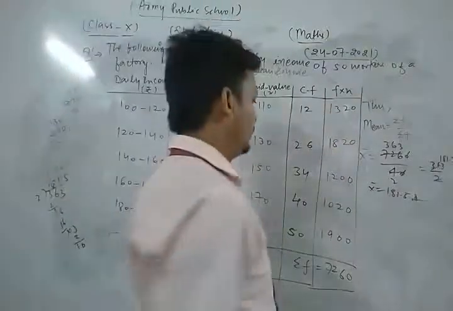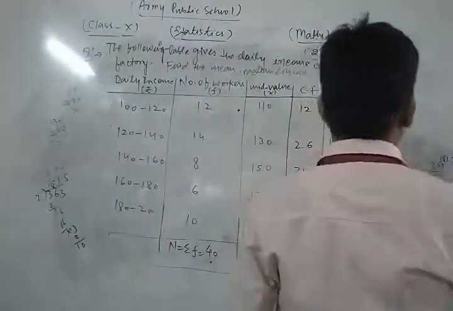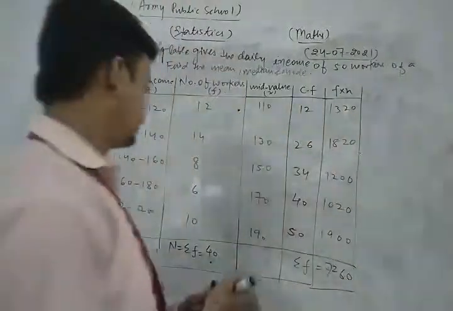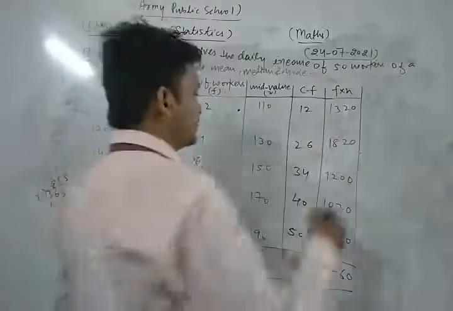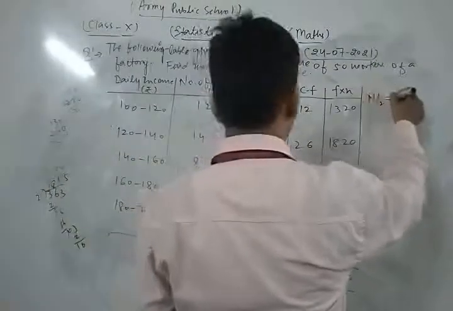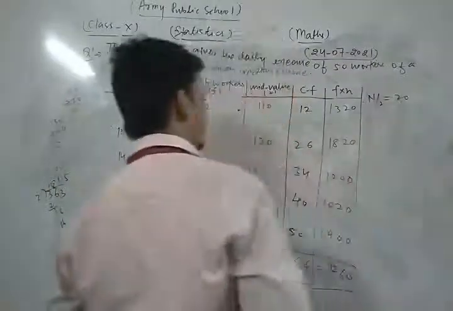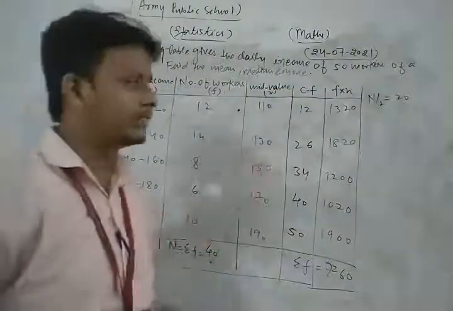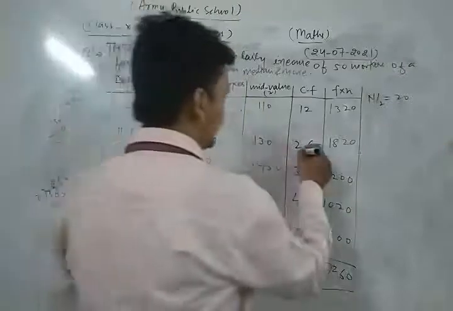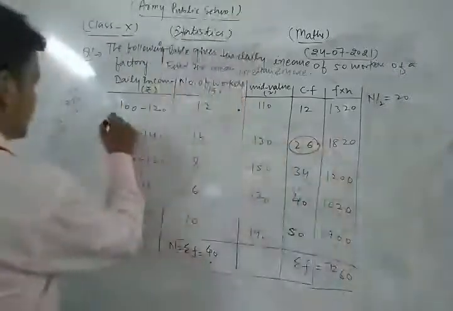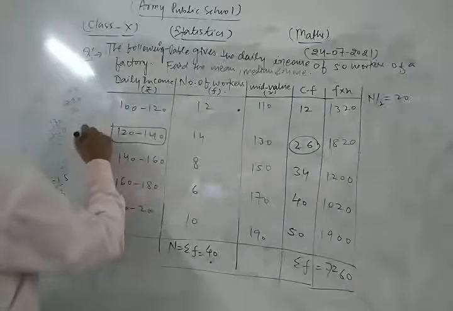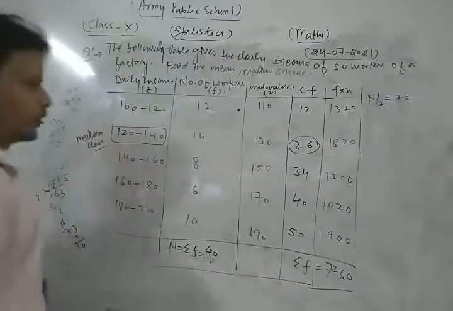Now we find its median. You know that for finding the median, first of all we find the value of n by 2. n by 2 is 25. So we observe the cumulative frequency just greater than n by 2. The cumulative frequency just greater than n by 2 is 26. Their corresponding class is the median class. This is the median class of the data.